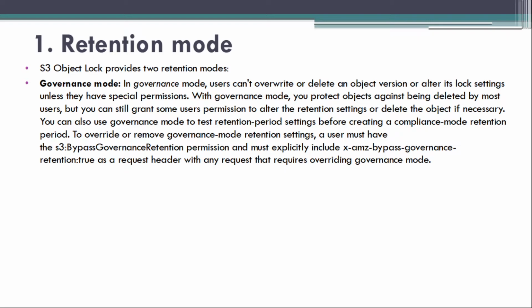You can also use governance mode to test retention period settings before creating a compliance mode retention period. To override or remove governance mode retention settings, a user must have the s3:BypassGovernanceRetention permission and must explicitly include x-amz-bypass-governance-retention:true as a request header with any request that requires overriding governance mode.